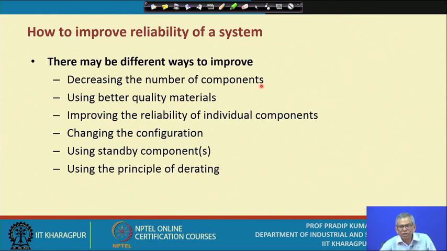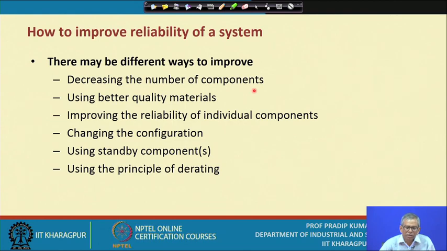So, even if it is a series system, if you reduce the number of components, you will find that the system reliability may improve. So, that is the first option you have to explore. There are many cases in design improvement projects where we opt for this one.